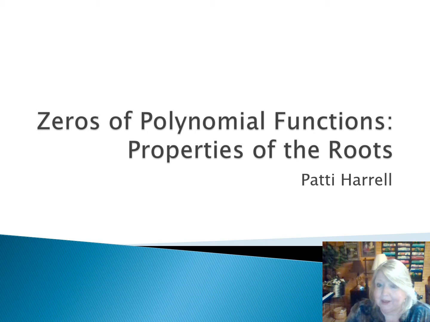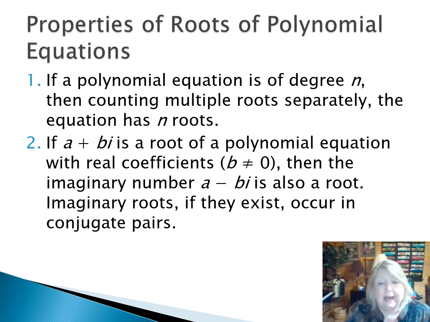In this somewhat quick video, we're going to look at the zeros of polynomial functions, but specifically, we're going to look at some of the properties of the roots. If a polynomial equation is of degree n, then counting multiple roots separately, the equation has n roots. What that means is if I have 2 that occurs twice because x minus 2 is squared, I'm still going to count that as 2 roots instead of 1 double root. And I'll have exactly the same number of roots as the degree of the polynomial.